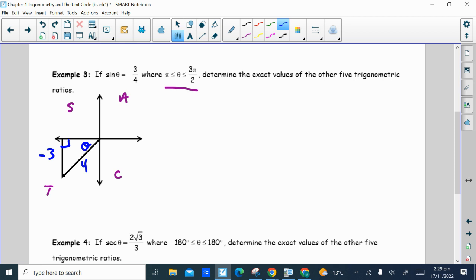So to find the exact value of the other 5 trig ratios, when we use those words exact value, it's because we're going to get a radical for the length of the third side of the triangle. And we're going to leave it as a radical. That's exact. But that's where we need to start. Find the length of the adjacent side, the side that's along the negative x-axis. So if that's x, it'll be x squared plus the other leg, -3, all squared.